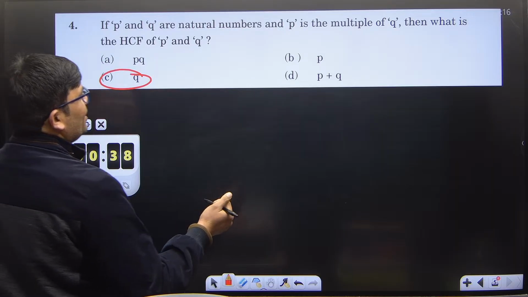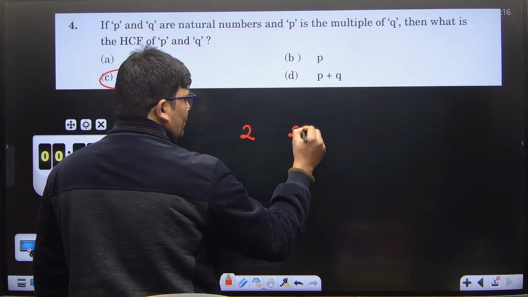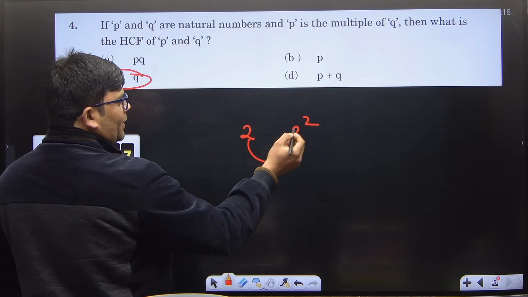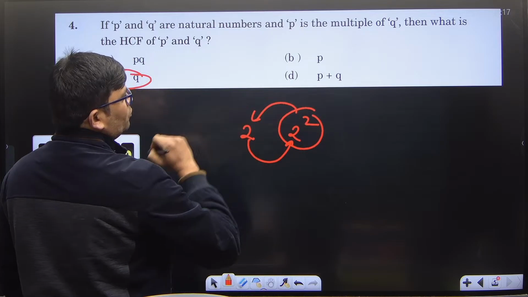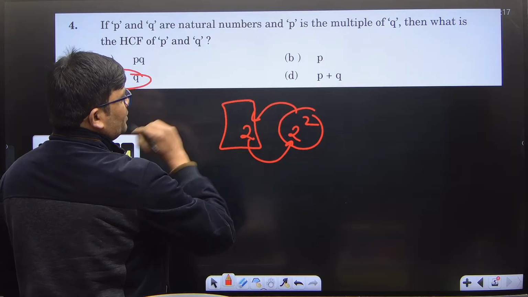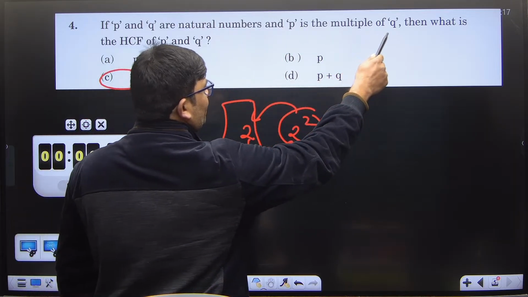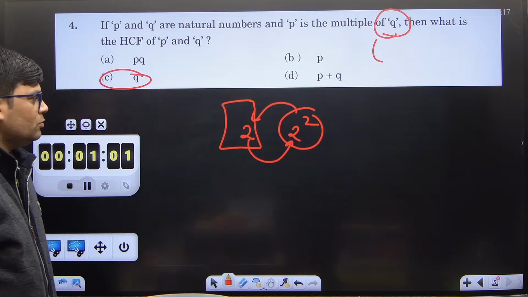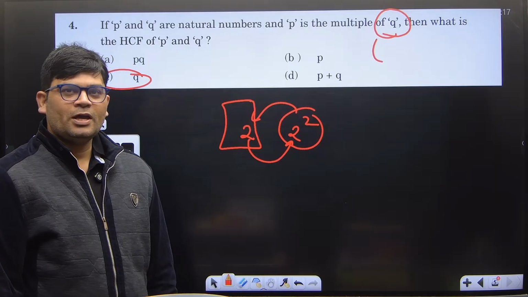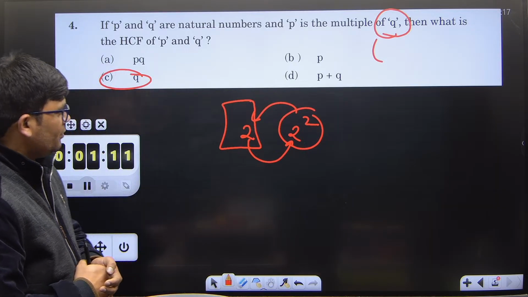Okay, so let's check it out. Let us say if I have 2 and I have 2 square. So 2 is a factor of 2 square. In fact, 2 square is a multiple of 2. So between these two numbers, what is the HCF? HCF is the smaller number. So P is a multiple of Q, so the HCF of P and Q is Q. If the question was what is the LCM of P and Q, tell me what it would be? What is the LCM of P and Q in that case? P. P. Very good.